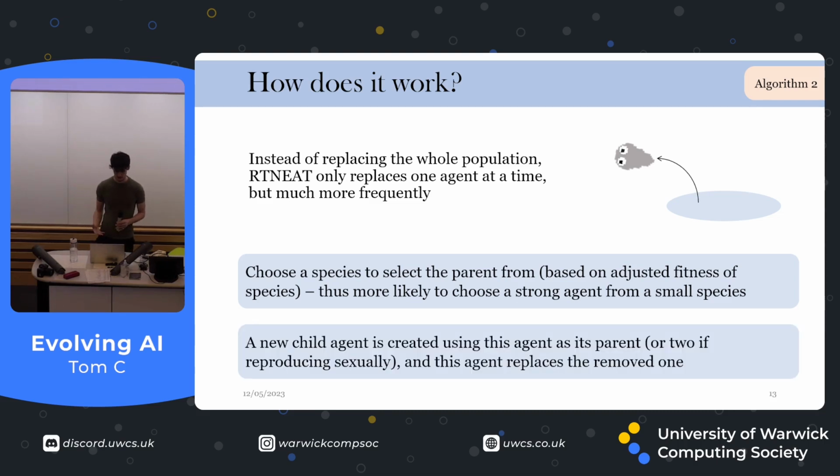We then use this parent to create a new child. This could be sexually or asexually, and we hope that that agent will do better, and we put it into the simulation.